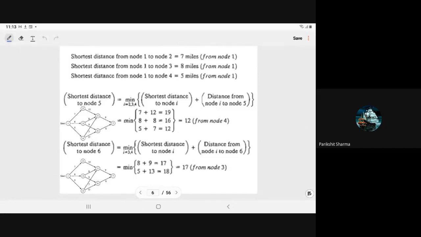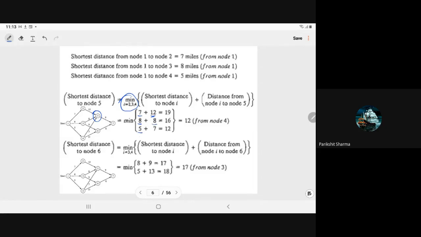Now the shortest distance to node 5. We can be at node 2, 3 or 4. So it is the minimum over nodes 2, 3, 4 of the shortest distance to node i plus the distance from node i to node 5. So for node 2, the shortest distance is 7 plus the distance from node 2 to node 5, which is 12. From node 3 it is 8, and then the distance is 8.